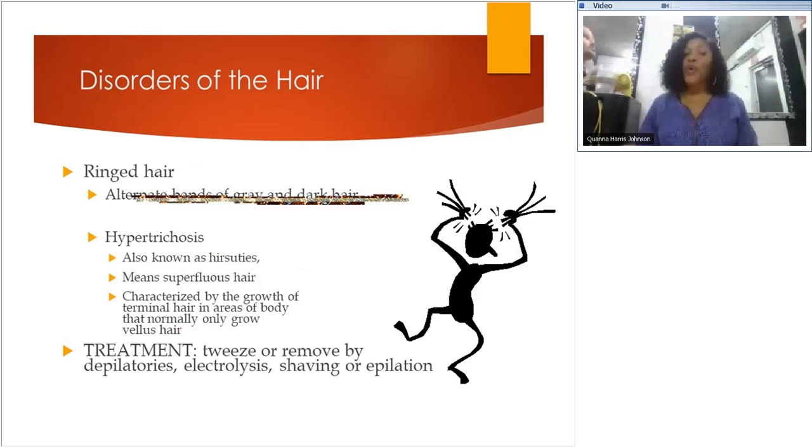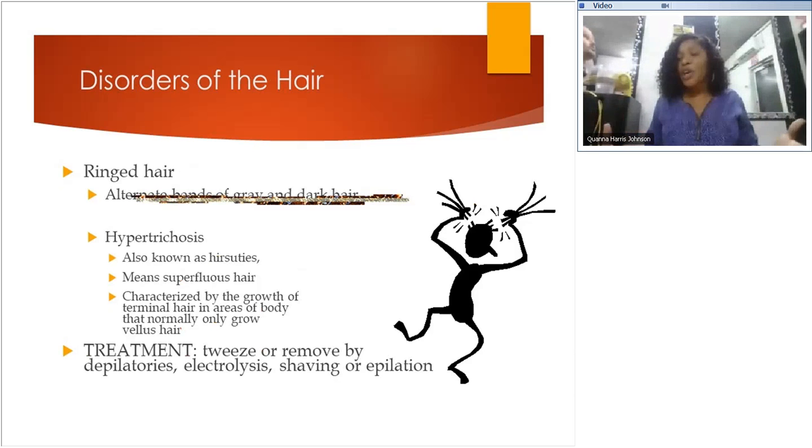As we move on, we're going to look at ringed hair. Now, ringed hair is an alternate band of gray and dark hair mixed together. So if your hair is black and it's mixed with gray hair, that's called ringed hair. Then we have hypertrichosis, and this is the superfluous hair on your body.